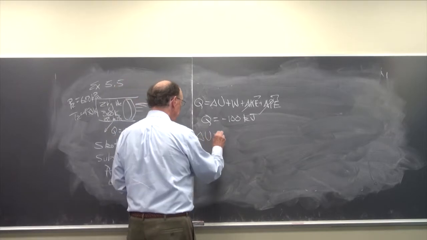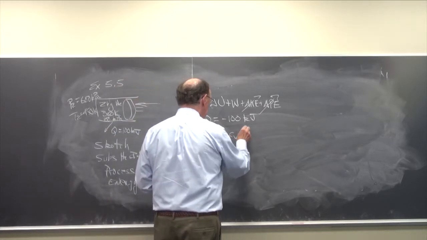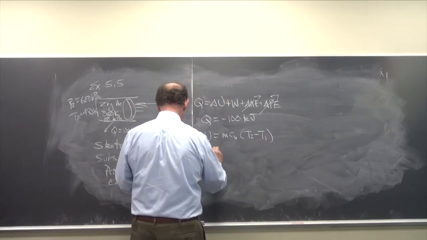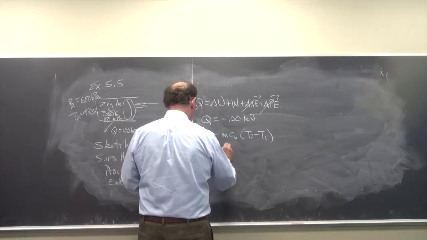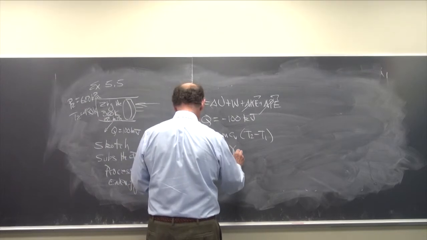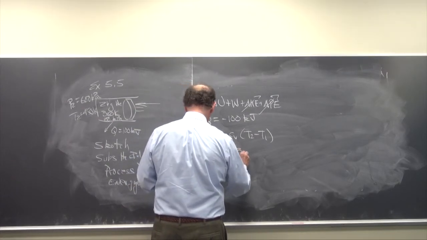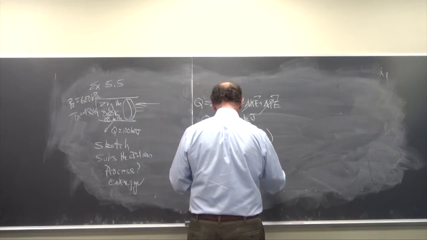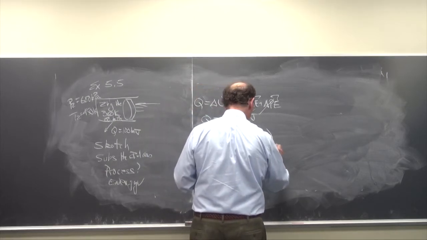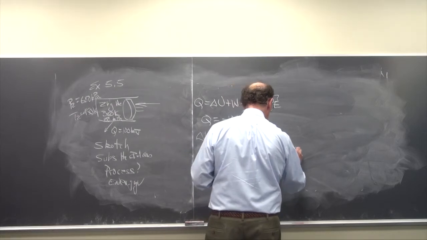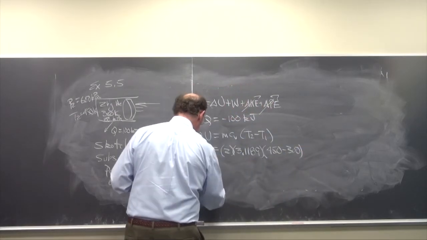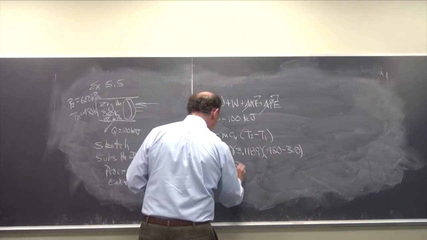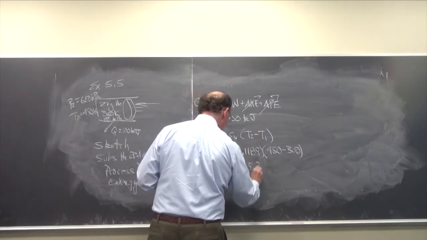Delta U is equal to m c sub v times T2 minus T1. So this is 2 times C sub v, which is 3.1189, times 450 minus 300. So delta U is equal to 935.7 kilojoules.